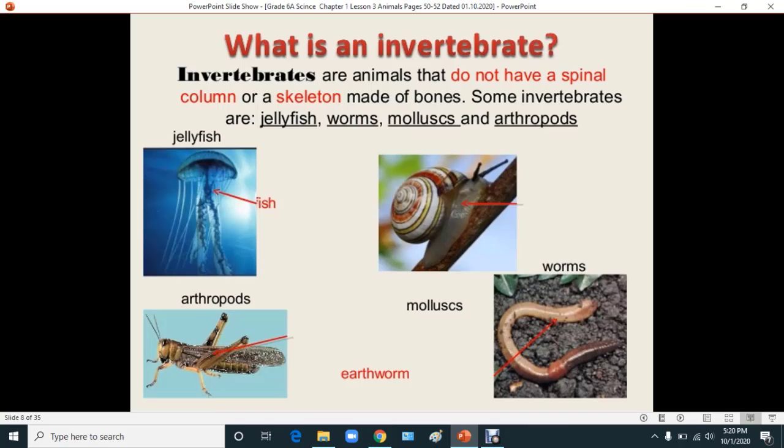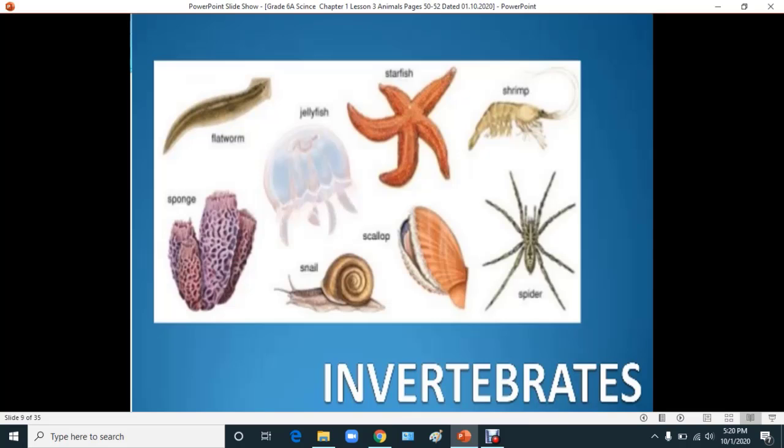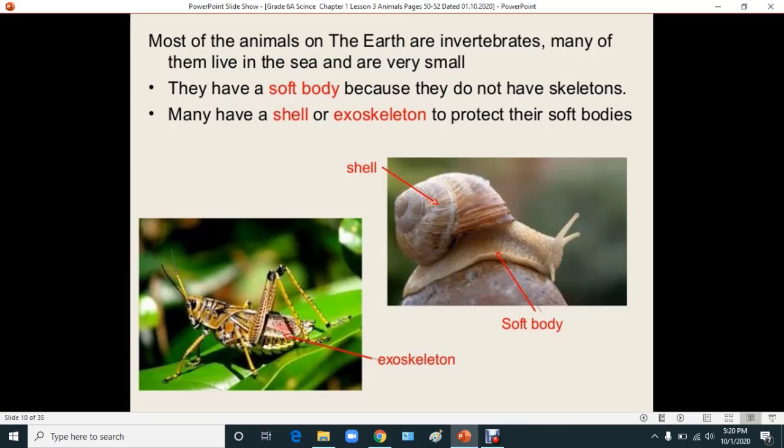Arthropods, also we are going to see here, are the largest group of invertebrates with more than 1 million species, including insects, spiders, crabs, shrimps, and lobsters. In the invertebrates, we are going to talk about the mollusks, worms, fishes, and arthropods. Most of the animals on the earth are invertebrates. Many of them live in the sea and are very small.